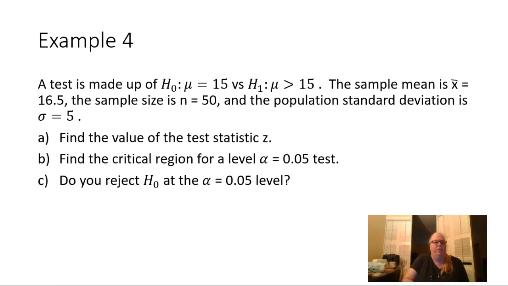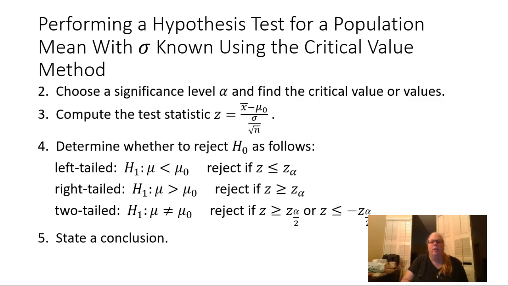And we have a formula for the test statistic, and it is right here. We're supposed to take the sample mean and subtract mu 0. We can find that in the null hypothesis. And then we're going to divide it by the standard deviation divided by the square root of the sample size.